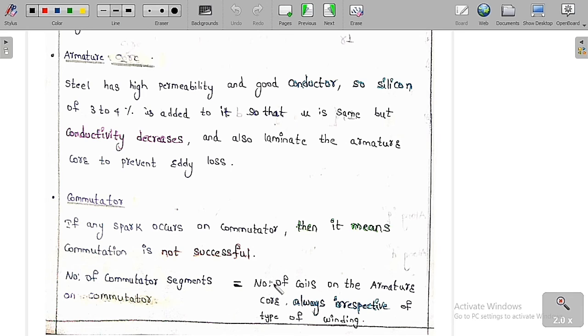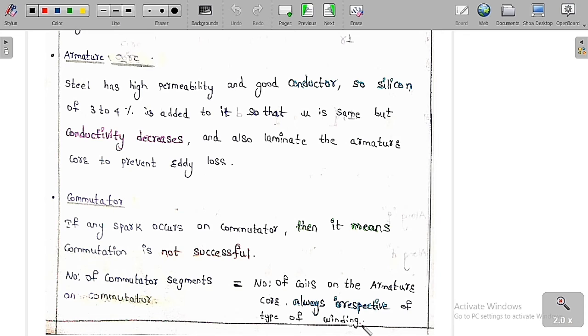The number of commutator segments on the commutator is equal to the number of coils on the armature core, always, irrespective of the type of winding. Whether it is a lap winding or a wave winding, the number of commutator segments is always equal to the number of coils on the armature core. Whatever the number of coils in the armature core, it is always equal to the number of commutator segments on the commutator.